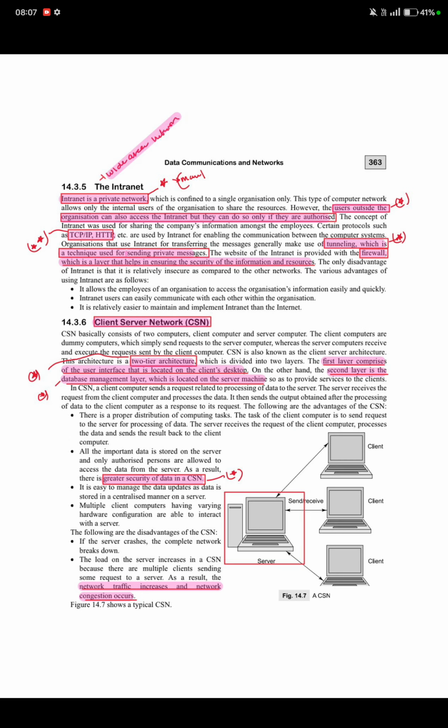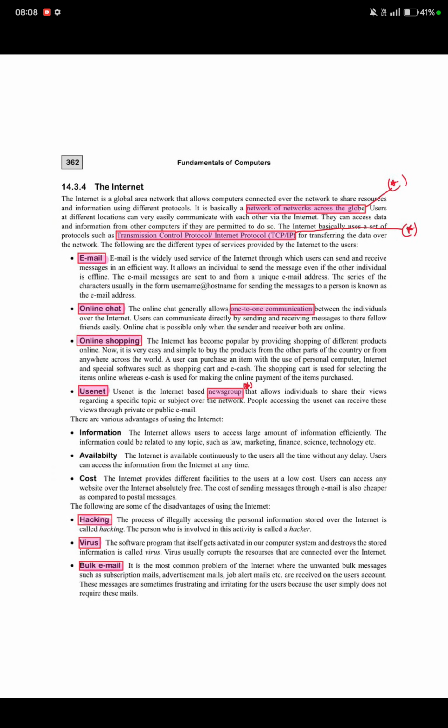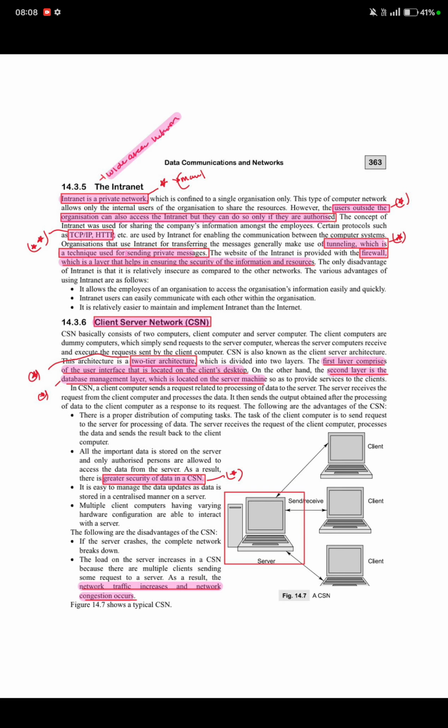The intranet is a private network, like a wide area network. Users outside the organization can also access the intranet, but only if they are authorized. The intranet uses protocols such as TCP/IP and also HTTP, while the internet includes only TCP/IP.